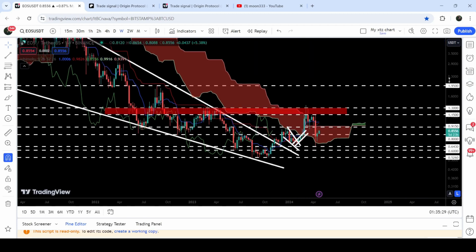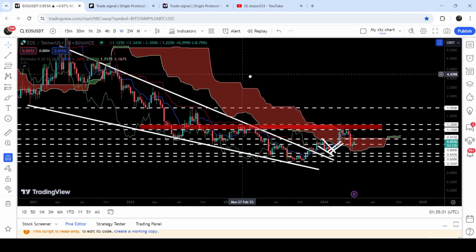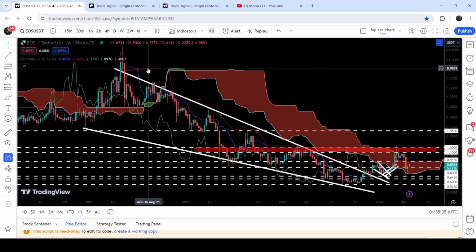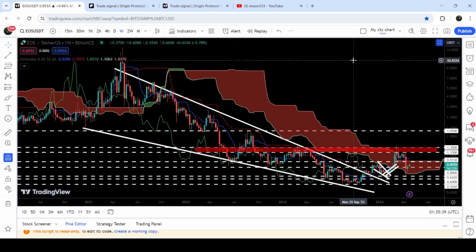And now if you take a look at the final target for this huge breakout from this very big falling wedge pattern, that technical target is here at the top of the chart, and it can be between $8 to $10. So this was the update so far.